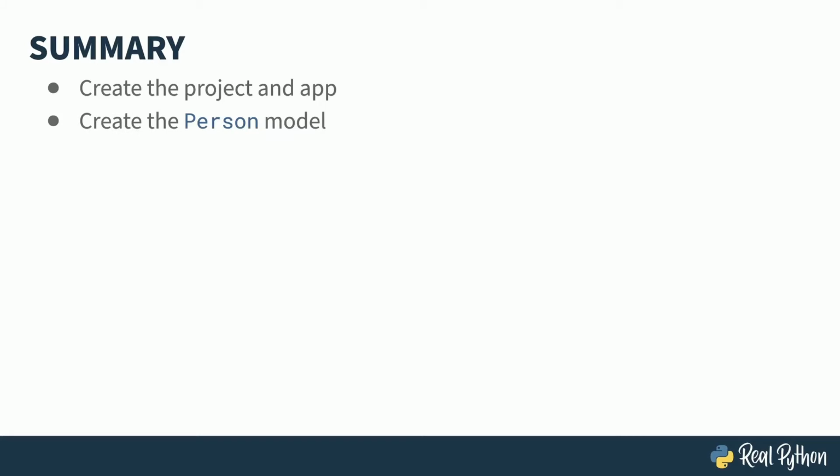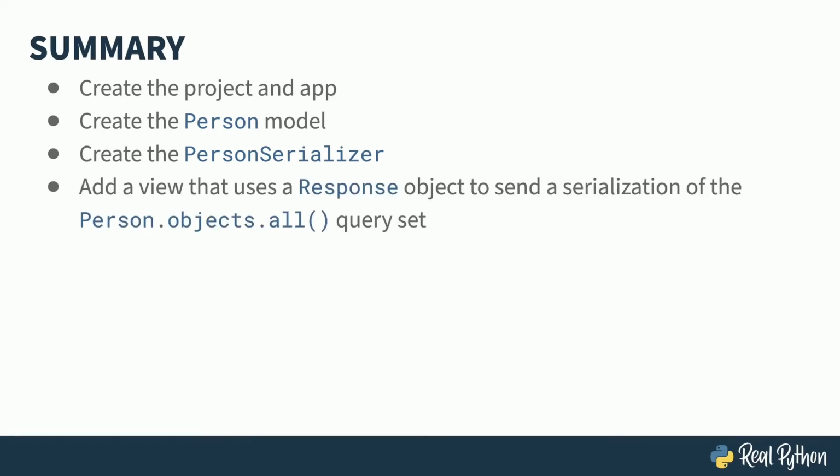stuff. Let me just quickly review what I had to do. First off, I created the project and the app inside the project. Secondly, I created a person model, no different than I would create any model inside of a Django application. The first DRF specific thing I did was create the person serializer, which maps the person model object to a REST payload. I then created a view that uses a DRF response object to send a serialization of the person.objects.all query set down in the payload of REST. And finally, I had to register this view as a URL like any other view in Django.